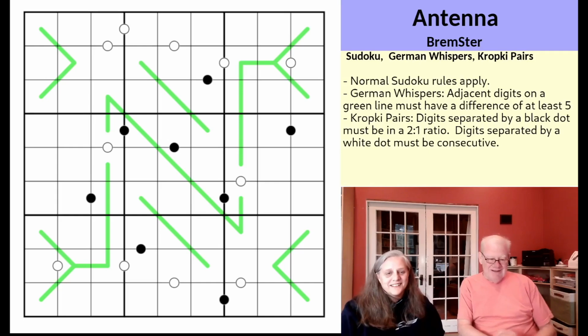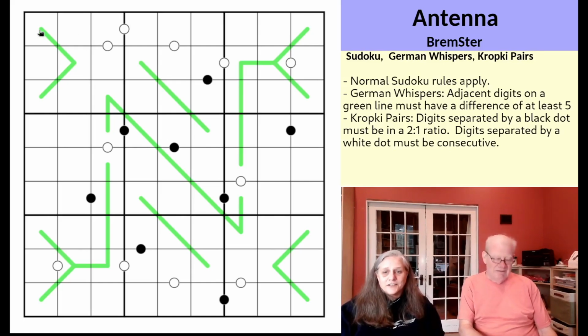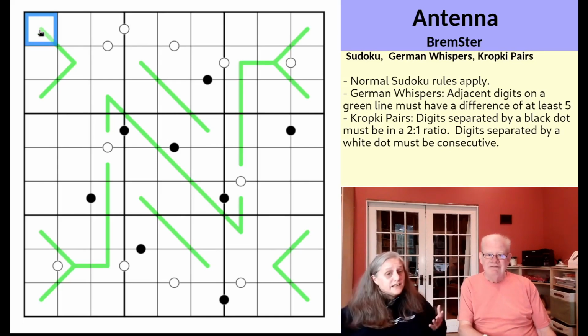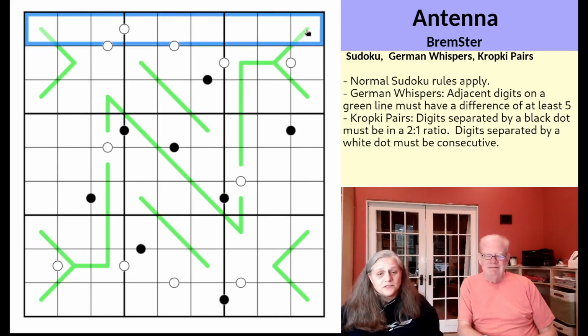Yes, absolutely. Now today we've got a puzzle by BremSter. It's called Antenna. Do you want to talk through? Sure. You're gonna be mousing today, right? Yes. Okay. Which means the mousing will be abysmal because I'm doing it with the trackpad. So we've got normal Sudoku. It's called Antenna. It's by BremSter. Always love a BremSter puzzle.